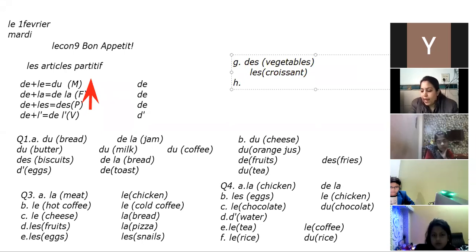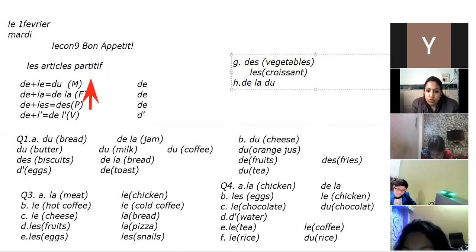Next, vous prenez dash soupe ou dash potage. Soupe is the soup and potage is also a soup, but a different kind of soup. You can say the soup with noodles. So again, it is de la soupe, and again, it will be du potage. Soupe is feminine and potage is masculine. Both are called soup. So this is what we are going to do in today's class.